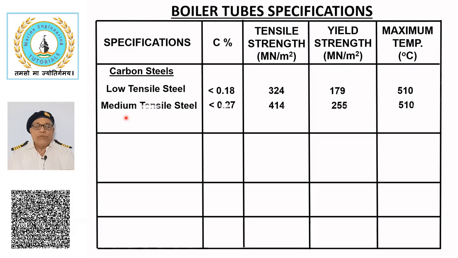Medium tensile steel. Medium tensile steel with carbon less than 0.27% has average yield strength of 255 meganewton per meter square at an average temperature of 510 degrees Celsius and offers a good combination of strength and ductility. It is responsive to heat treatment and provides moderate weldability.